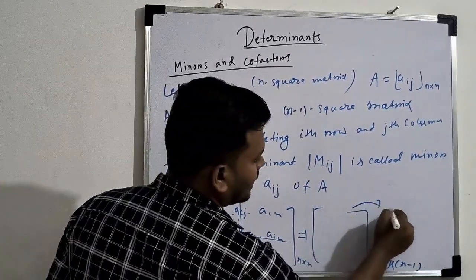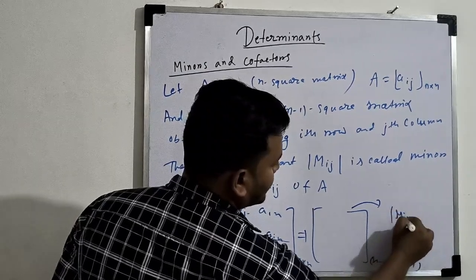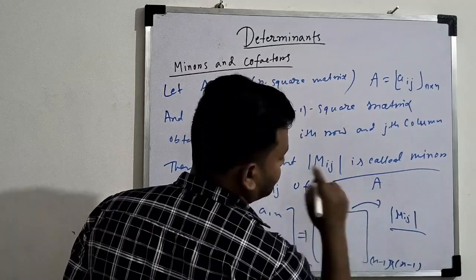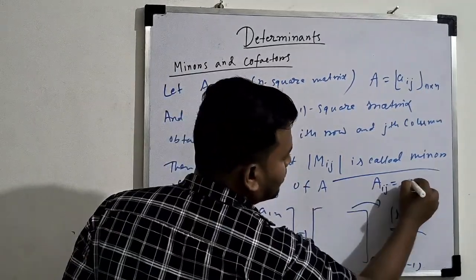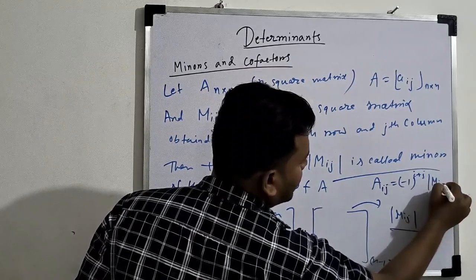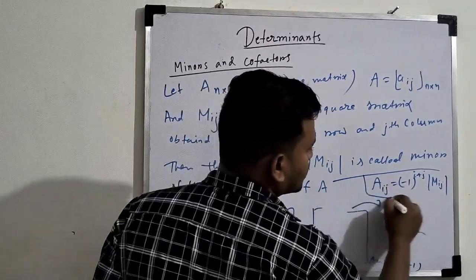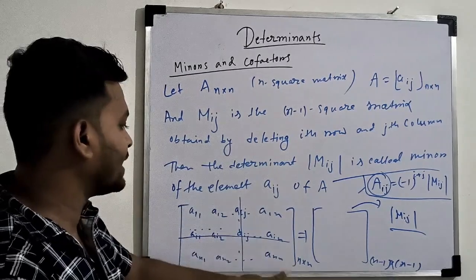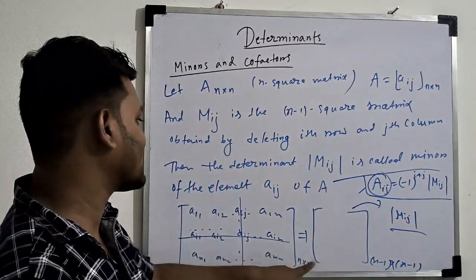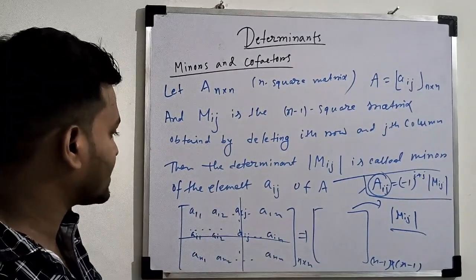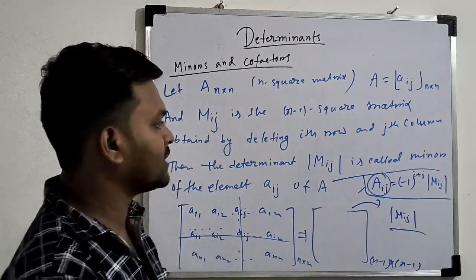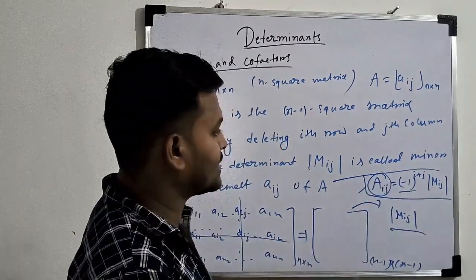And if we find the determinant of this matrix M_ij, we call it the minor, and with the sign, if we define A_ij as minus 1 to the power i plus j into the determinant of M_ij, then this is called the cofactor. So the minor of an element a_ij is the determinant of a square matrix whose order is one less than that of the original matrix, and the determinant of this smaller matrix is called the minor. And if we add this sign, then we get the cofactors.